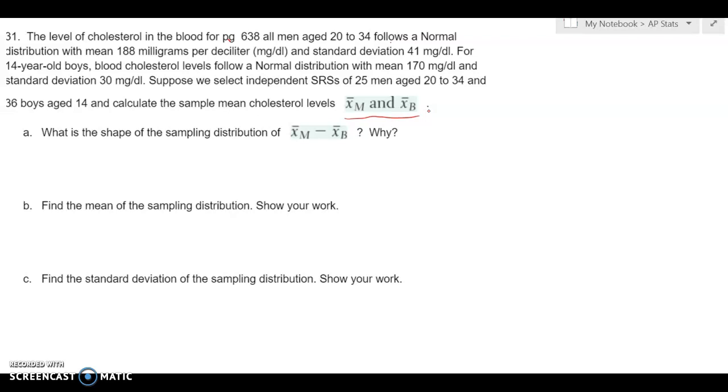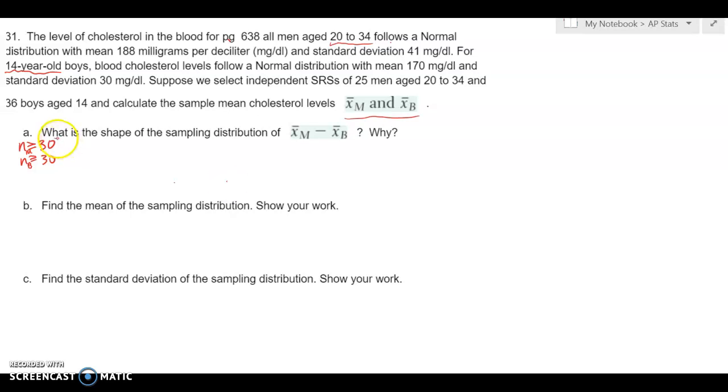In this particular case, we're talking about the cholesterol levels of men aged 20 to 34 and comparing that to the cholesterol levels of 14-year-old boys. So the shape of the sampling distribution. So this is really referring to one of our conditions. One of our conditions is that our sample size is big enough that we can approximate it with the normal model. So usually we're checking this condition. So this would be for the men, this would be for the boys. And in this case, you see one of these actually fails this condition.